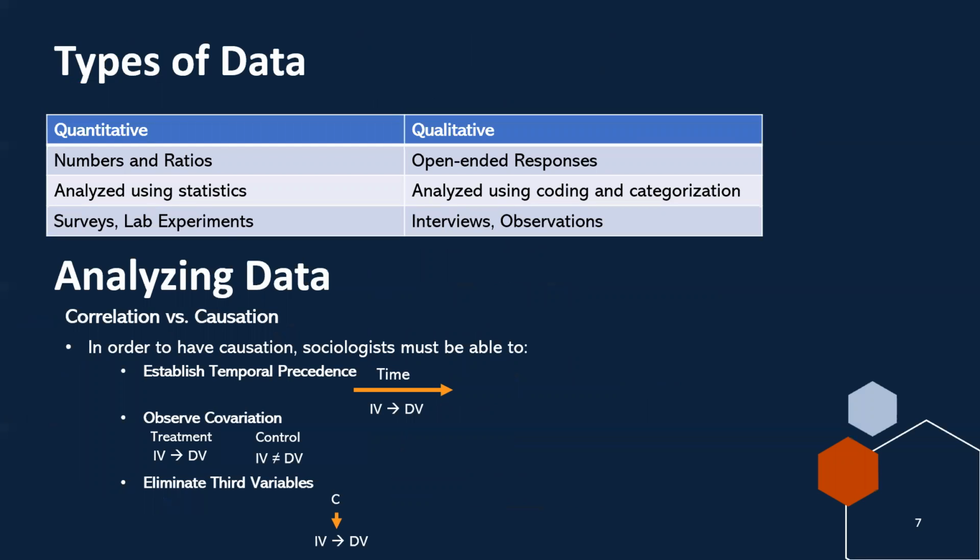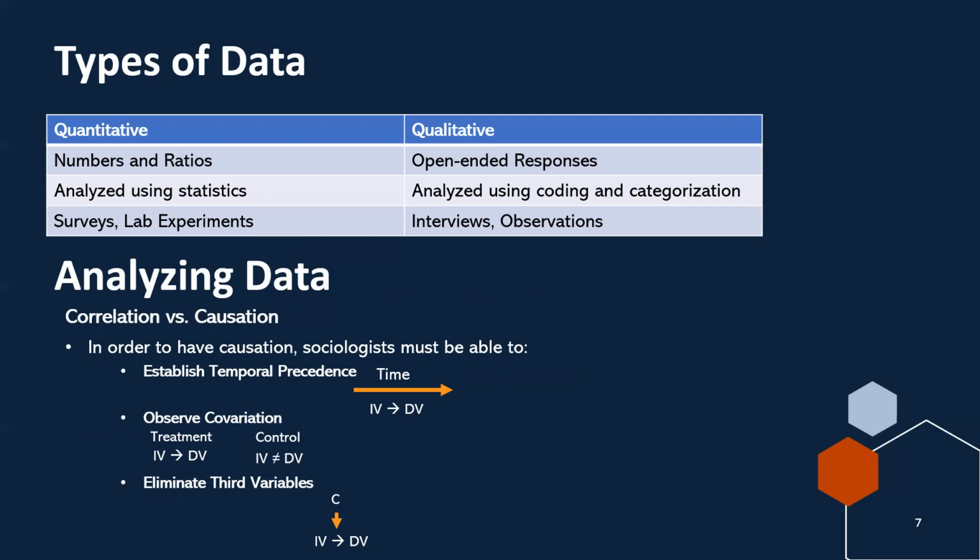Sociologist Max Weber also discusses the importance of quantitative versus qualitative data in his work. Quantitative data is generally numerical and can be analyzed using statistical mathematics. It is most commonly used in surveys and lab experiments. On the other hand, qualitative data is open-ended responses that can be coded and categorized for patterns. This type of data is commonly collected through interviews and observations.